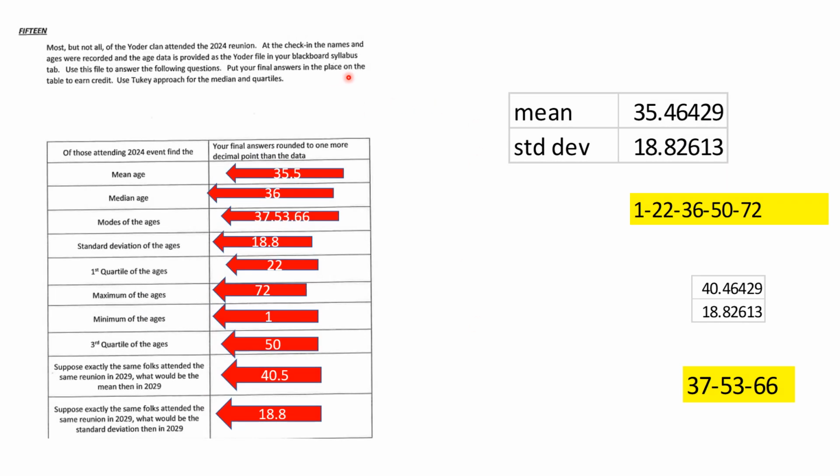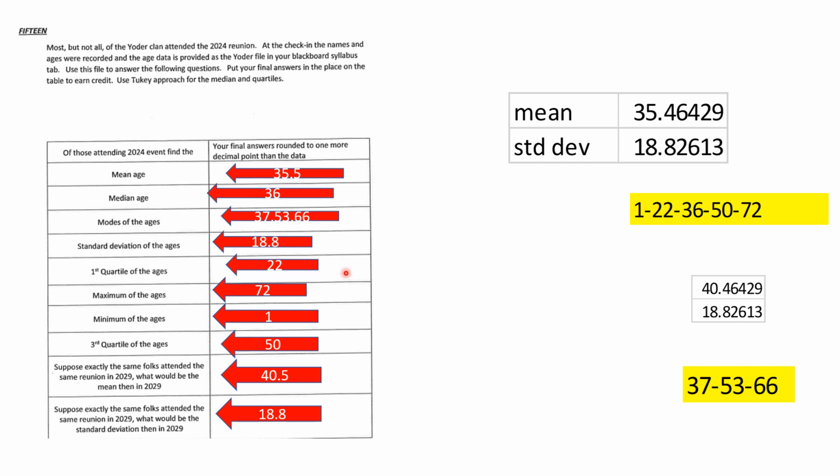And last but not least, I gave you some data. You had to sort the data and look at it. The mean age, rounded to the nearest decimal point, was 35.5. The median age was 36. There were 3 modes, 37, 53, and 66. The standard deviation rounded to one decimal point was 18.8.